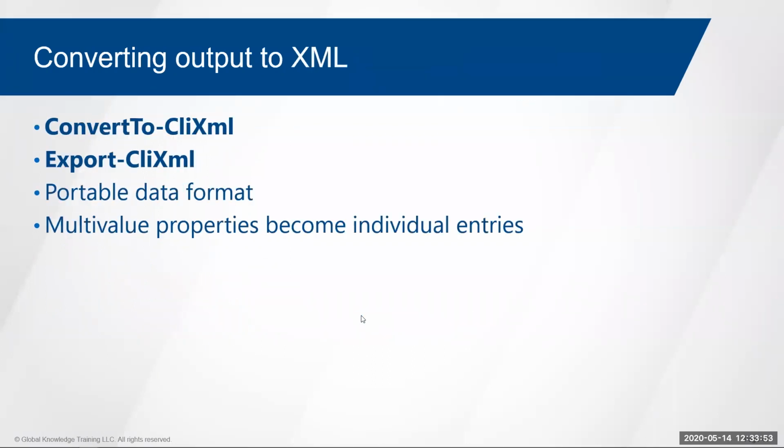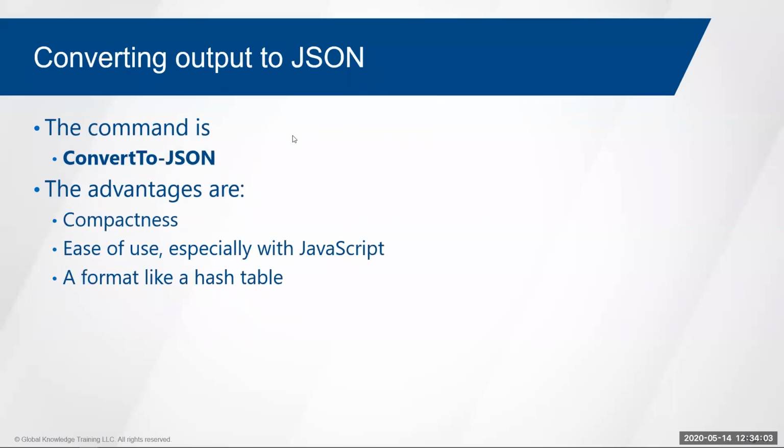You've got CLI XML, great for web-based services and web applications. It's portable, and multi-valued properties become individual entries. And JSON is compact. It does need to be converted before it can be used by PowerShell, and when it's exported out to JSON, it needs to be converted prior. But it's compact, easy to use, and it's formatted kind of like a hash table.